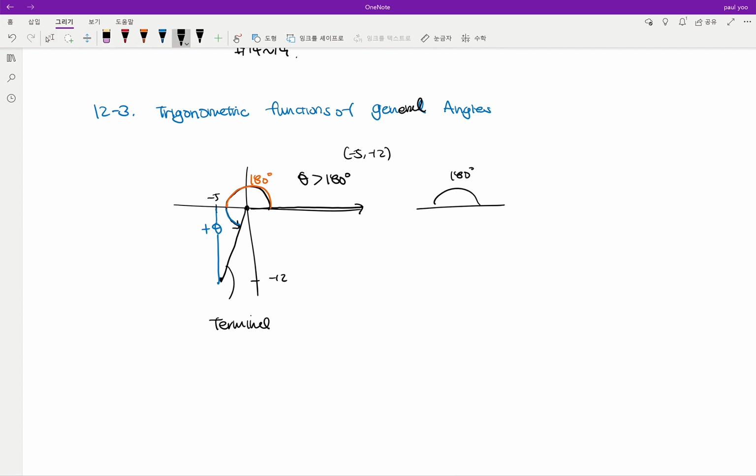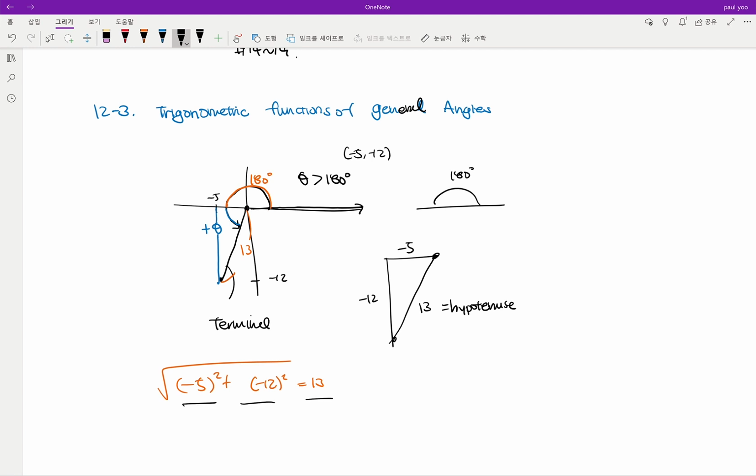Then from this, we can still figure out using the Pythagorean theorem: -5 squared plus -12 squared, square root of that gives you 13. So the length from here to there is going to be 13. So redrawing the triangle that has -5, -12, and +13, the hypotenuse will always be a positive value because the square root of square numbers will always turn into a positive.